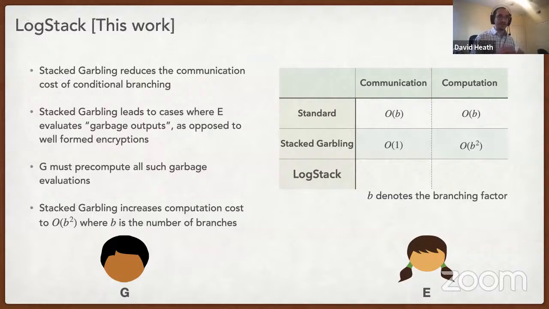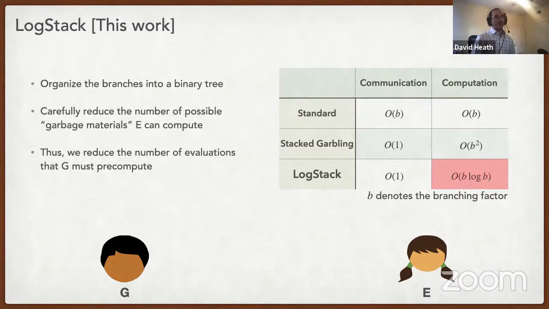So in this work, LogStack, we directly improve on this. First of all, we retain this important communication advantage where our communication is independent of the number of branches, but we improve computation such that there is only logarithmic overhead over what you would expect. I don't have time to explain how this works in any detail, but at a very high level, the idea is that LogStack organizes your branches into a binary tree and then carefully arranges things so that the number of mistakes the evaluator can arrive at is decreased. Since the number of mistakes is decreased, the amount of pre-computation that the generator has to do is also decreased, and this is how we get our logarithmic overhead.